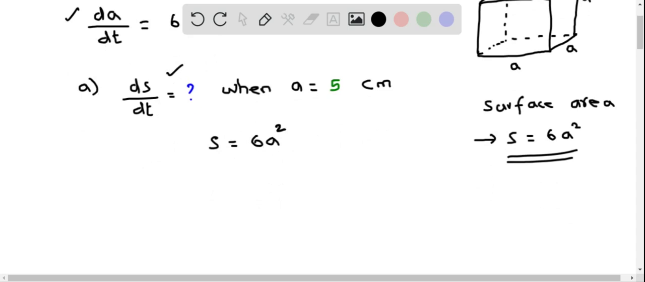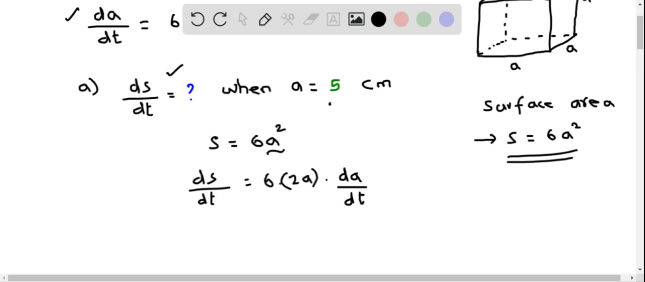Now let's differentiate both sides with respect to time. So therefore this will be dS over dt, and this equals 6, which is a constant, so I just put this constant and then differentiate a squared with respect to time. So if you differentiate a squared using the power rule, it will be 2a, and then we will also have to use the chain rule to differentiate a with respect to time, which is dA over dt.